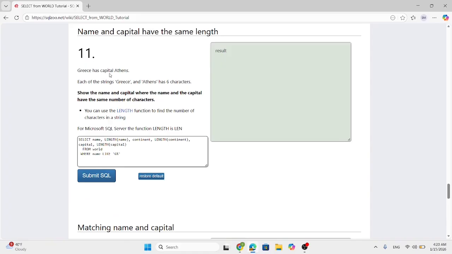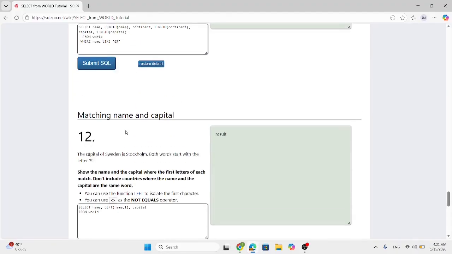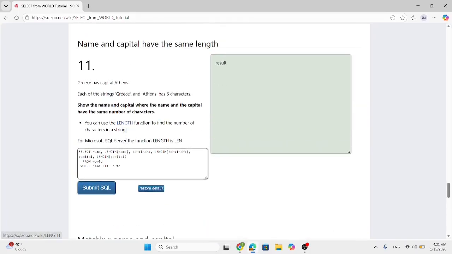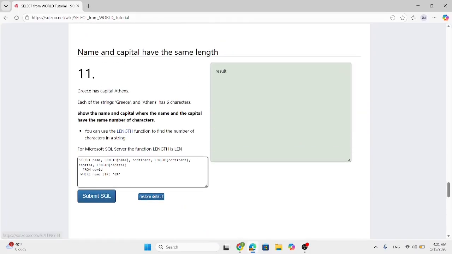Greece has capital Athens. So what we are going to do here: each of the strings Greece and Athens has 6 characters. Show the name and the capital where the name and the capital have the same number of characters. You can use the length function to find the number of characters in the string. We have some of this kind of questions left. So okay, we just need to show the name and capital.